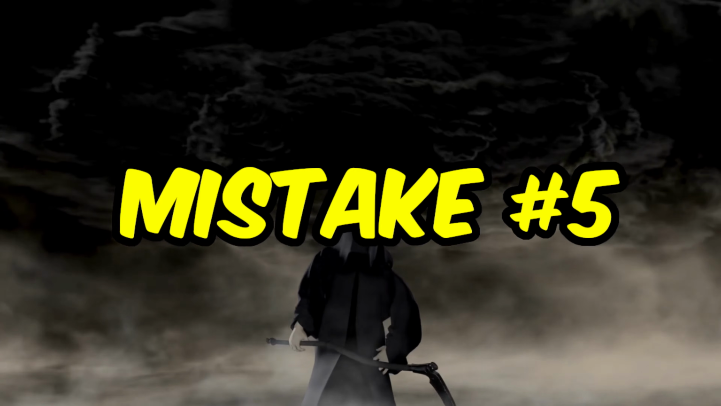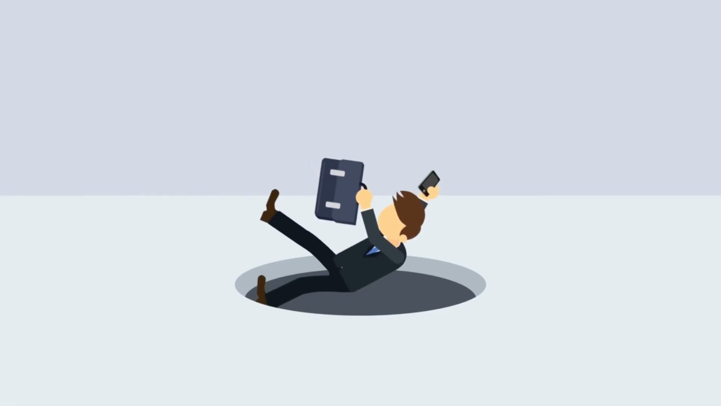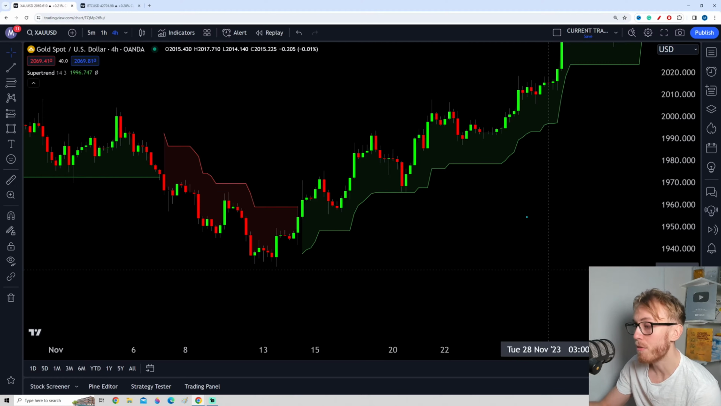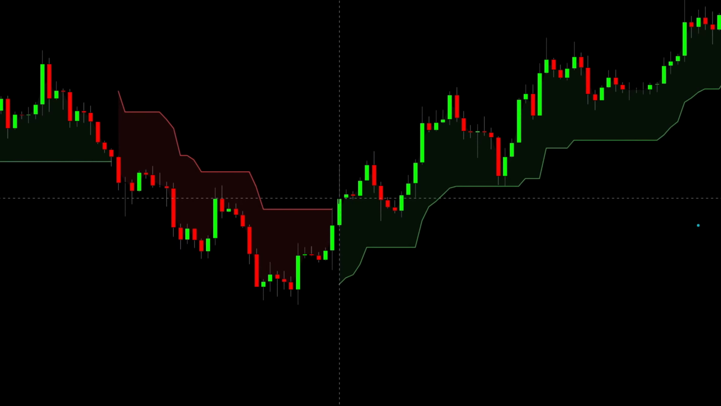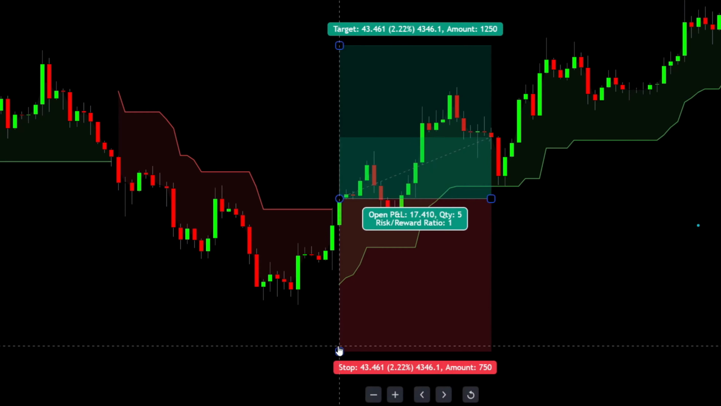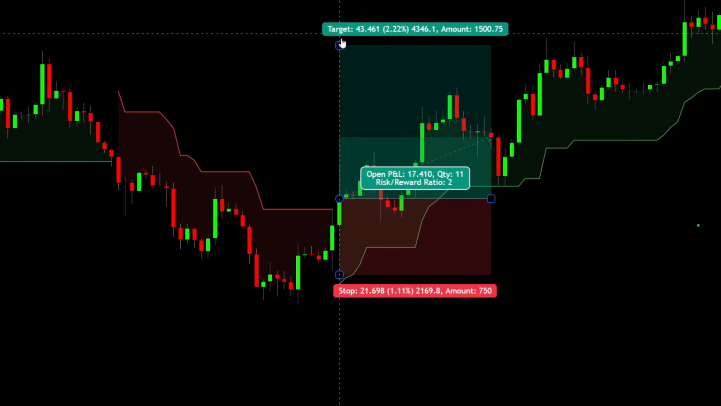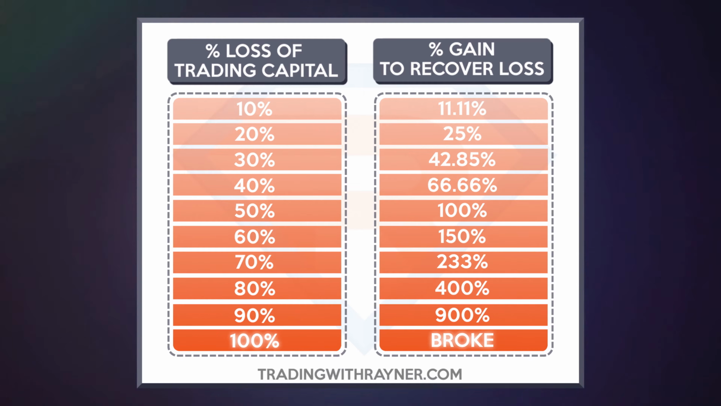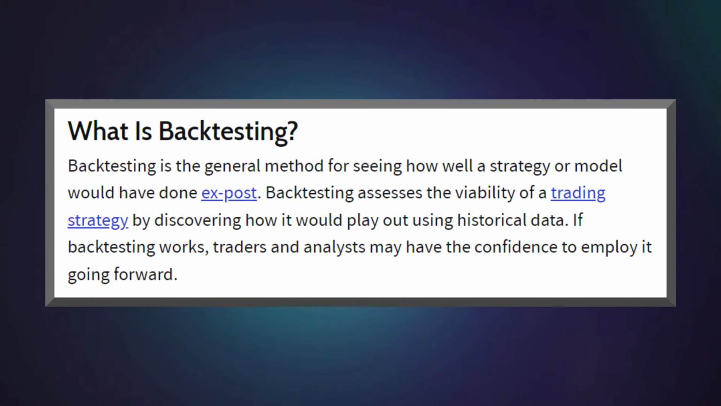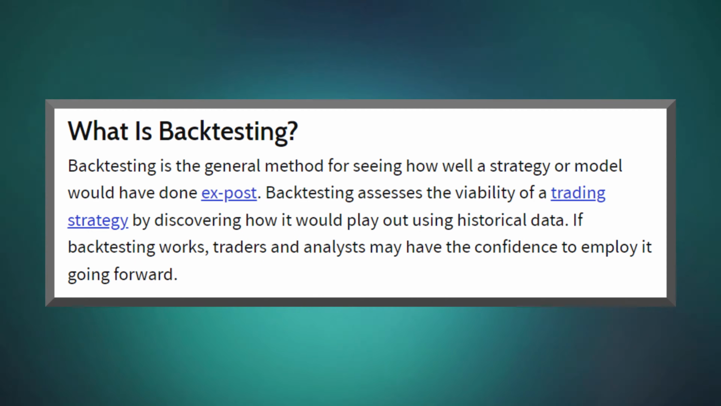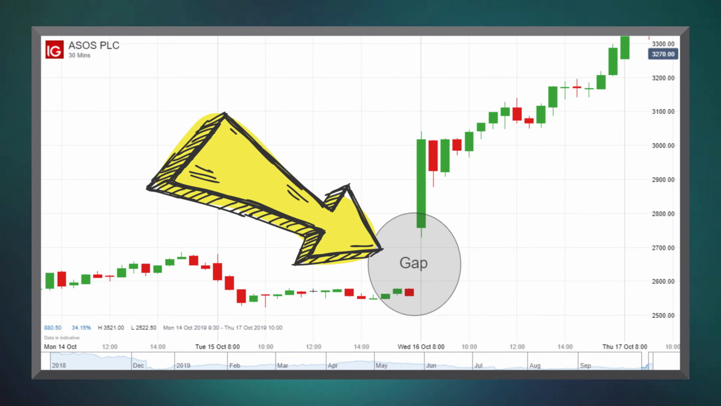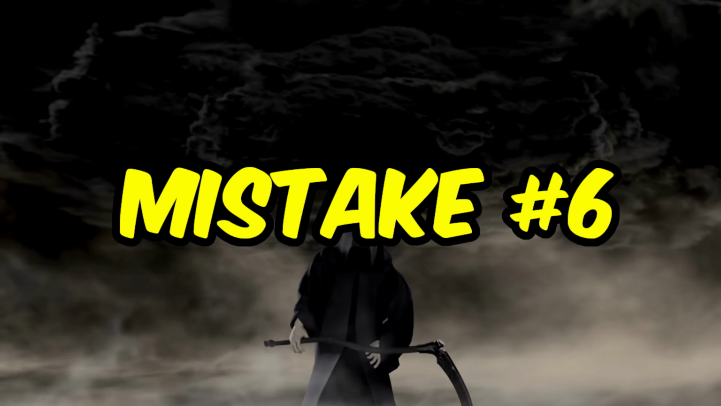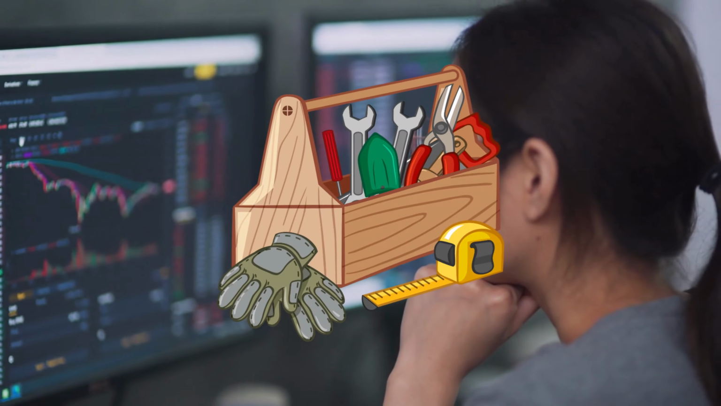Mistake number 5 is bad risk management. A trader without risk management is like a football player without legs. It's simply something you can't do without. Risk management includes things such as always setting a stop loss and always having a profit target. But it's also about things such as not risking too much capital on a single trade, not backtesting and forward testing your strategies, not having a plan for what to do when you see large overnight moves, and so on and so on.